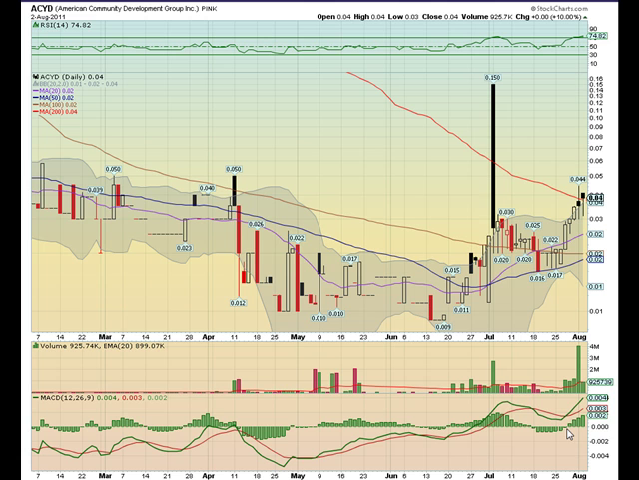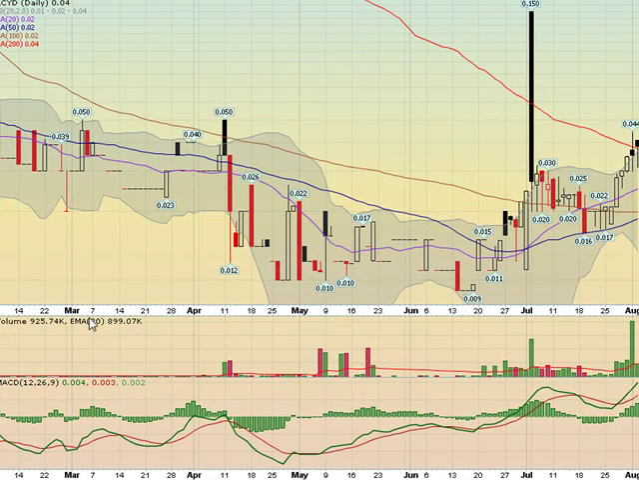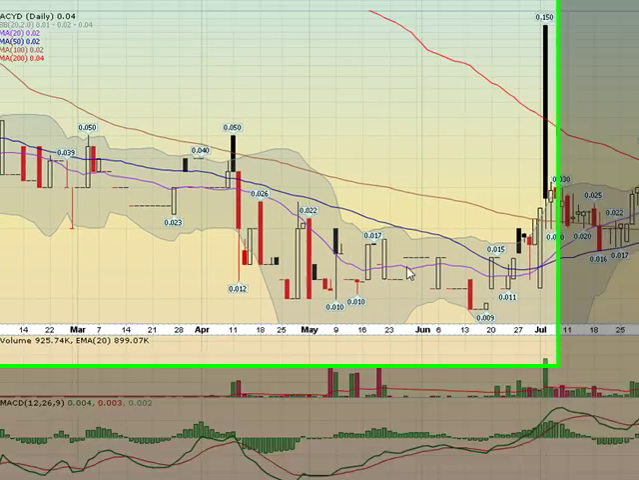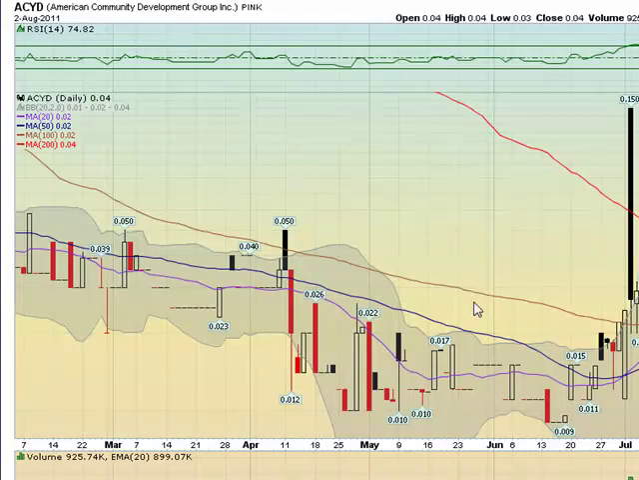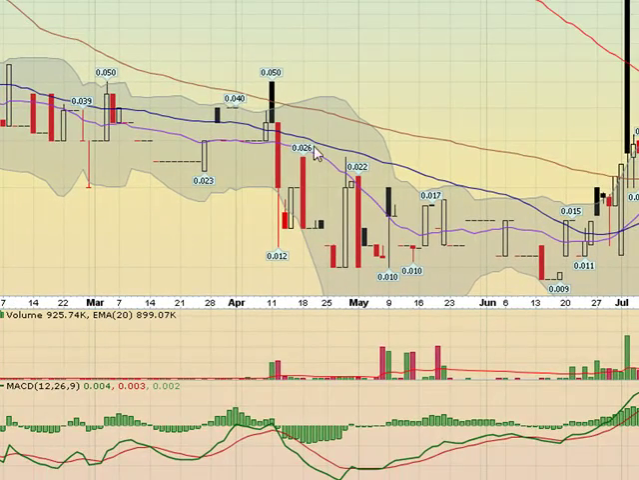This is the company American Community Development Group trading on the Pink Sheets Exchange. We're looking at a daily chart, and this goes back about 6 months. We can see the stock's been basically moving in a downwards trend. You can see that the moving averages, the brown one's 100-day. This is a 100-day moving average, has been trending down. So you can see prior to this that the stock price has been moving lower as well.